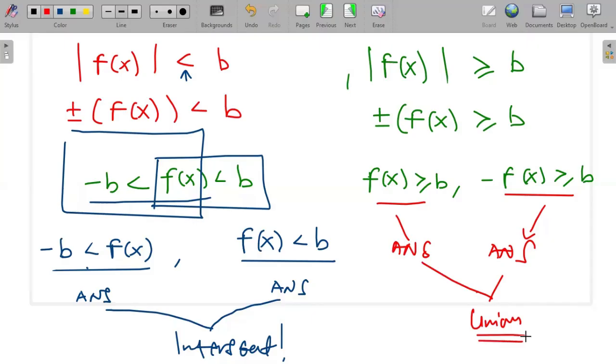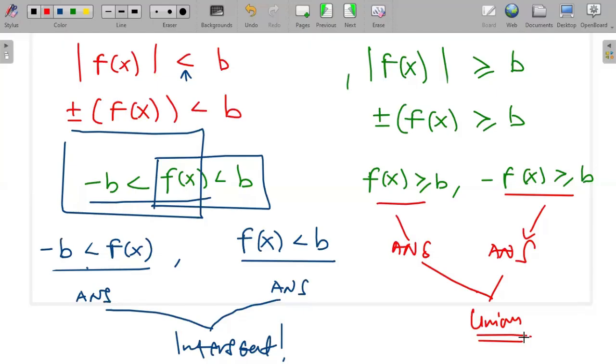So always remember these rules, because without them you won't get the correct answer. You will just be doing things randomly without understanding. So if you have less than or equal to, the answers that you get from the two parts of the equation, intersect them. If you have greater than or equal to, the answers that you get from the two parts, unionize them. That's the rule.